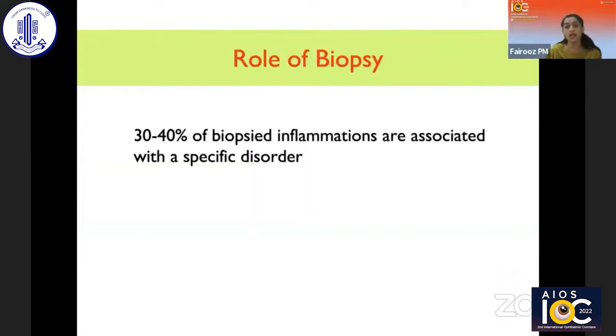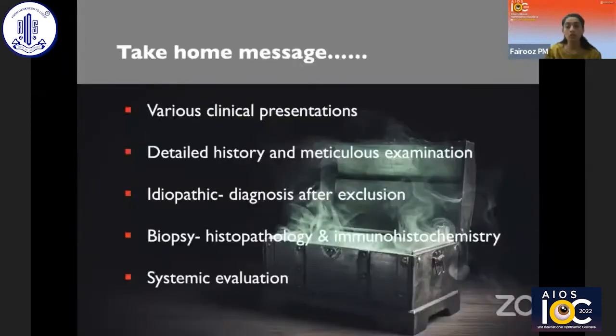And this is what I really want to highlight here today, the role of biopsy. 30 to 40% of biopsied inflammations are associated with a specific disorder, and they can be a neoplasia also hiding along with other autoimmune disorders or granulomas. So the take-home message from this presentation today is that idiopathic orbital inflammatory disease is definitely an enigma. It can present in various clinical forms, which have to be ruled out, and it is a diagnosis of exclusion if you call it idiopathic.